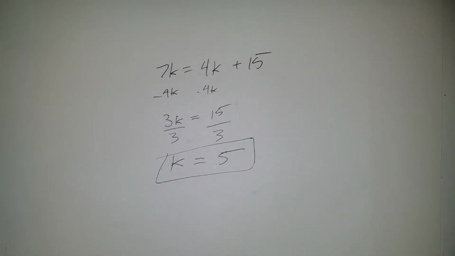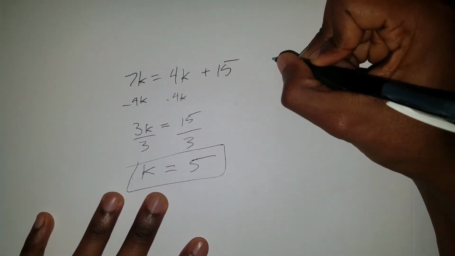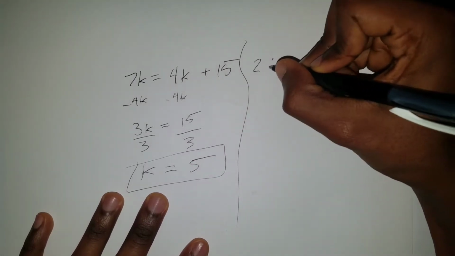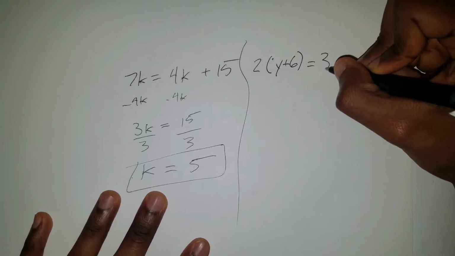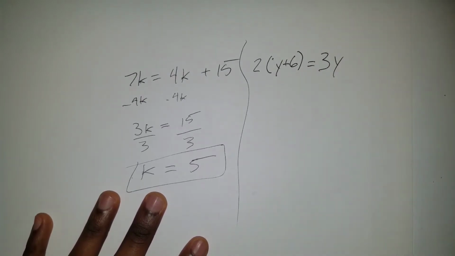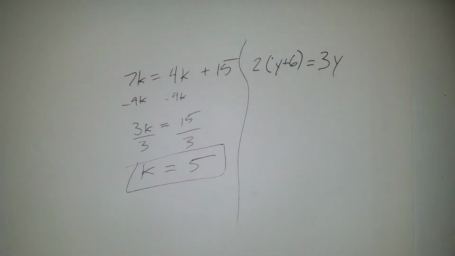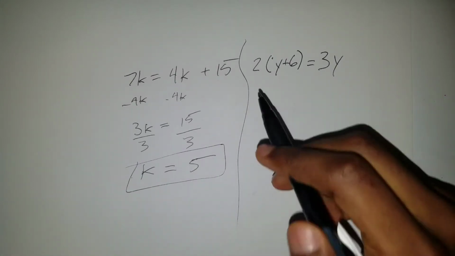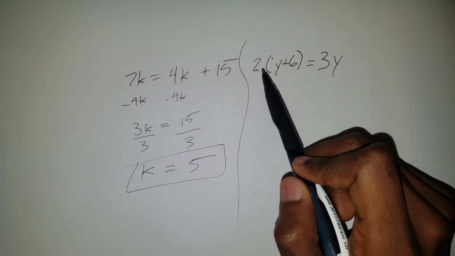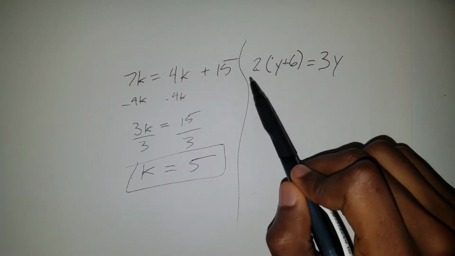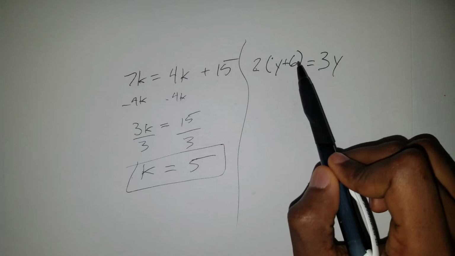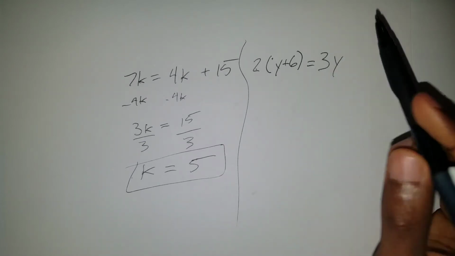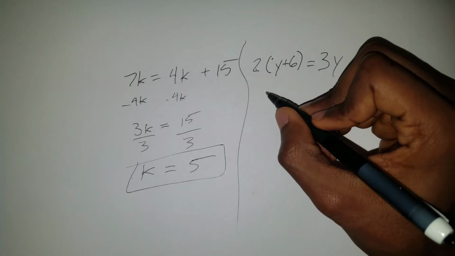Alright, let's do another. Say we have 2 times (y plus 6) is equal to 3y. In this case, we're going to have to use the distributive property. Whenever you see a constant or a variable on the outside of parentheses, you must distribute that into the parentheses using the distributive property.